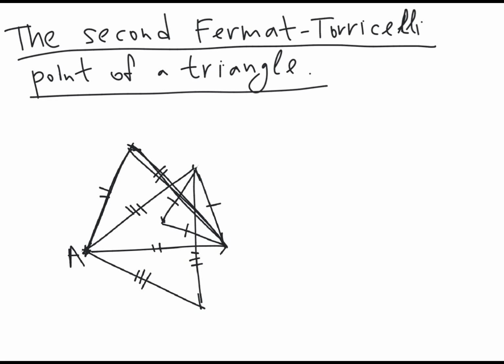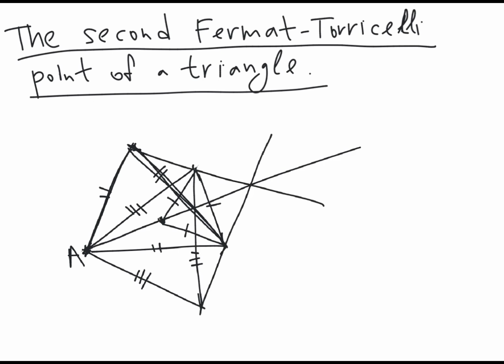So we consider the third vertices of these triangles, and we consider the lines connecting these third vertices with the opposite vertex of the original triangle. So this line, and this line, and the theorem says that these three lines intersect at a single point, and this point is called the second Fermat-Torricelli point of the original triangle.